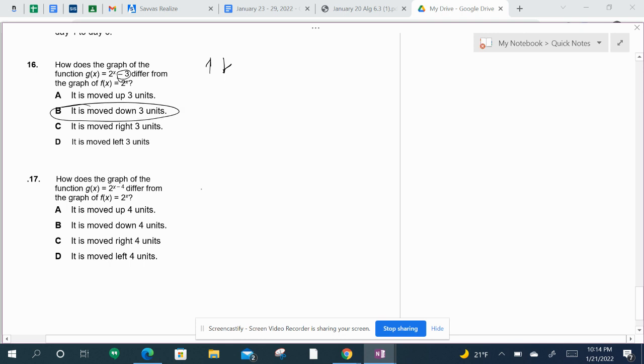17 is very similar, except this time the difference happens up here in the exponent. And when it's trapped in the exponent, that's telling us whether I'm moving right or left. But the tricky thing about this one is that when it's moving right and left, it goes the opposite way we think. So since it's a -4, it's actually moving to the right 4. And so we would say C. It is moving to the right 4 units.